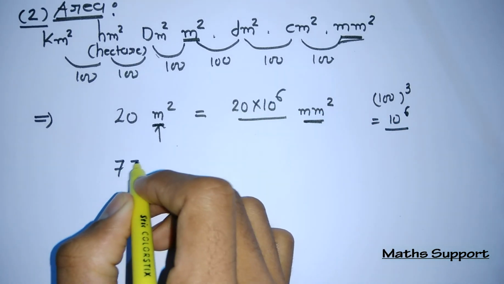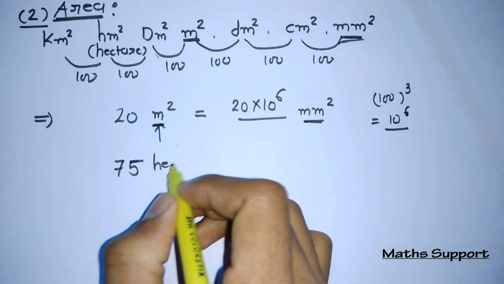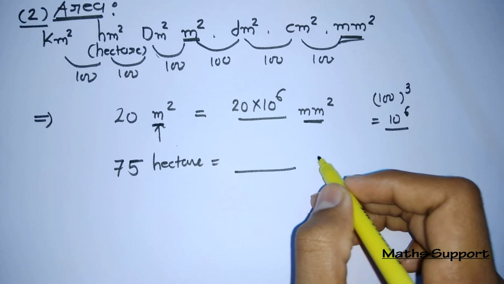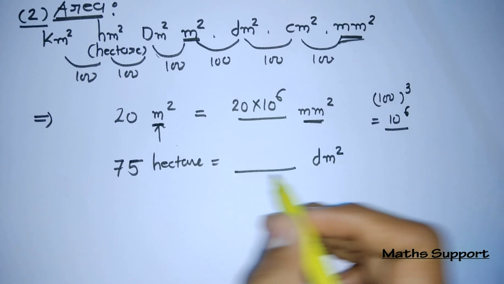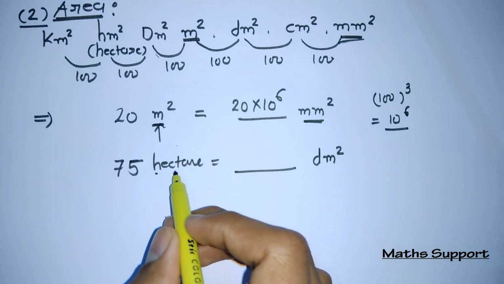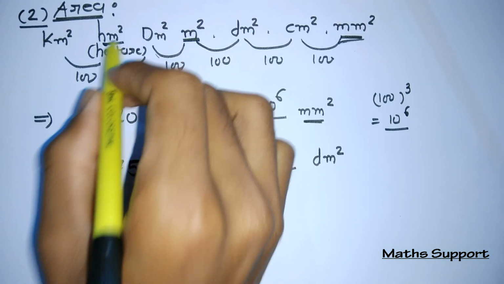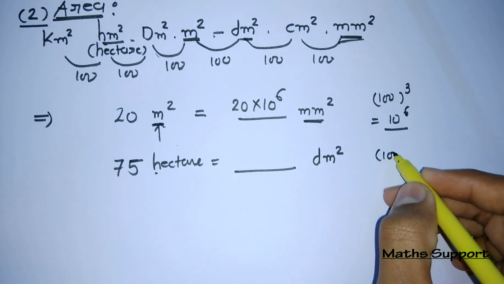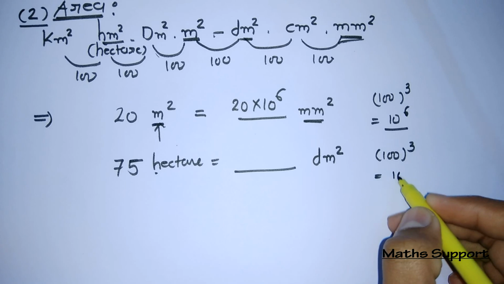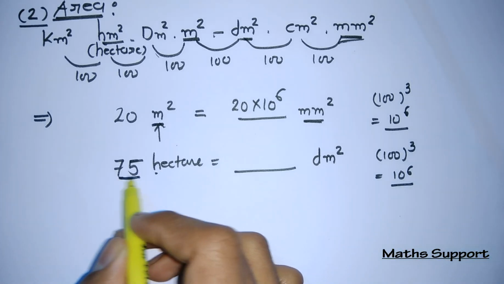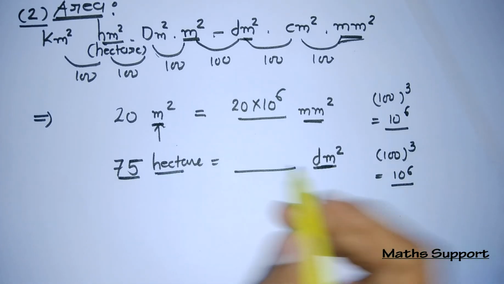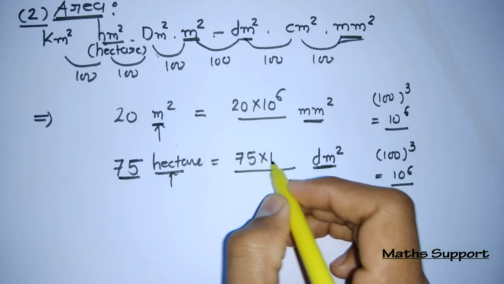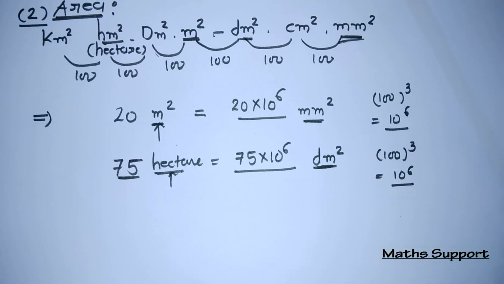Similarly, if you want to convert 75 hectare into square decameter, hectare is here and square decameter is here, so there is a gap of 3. Similarly, one gap is 100 and there are 3 gaps, so it's 10 raised to 6. Between hectare and square decameter, hectare is the larger unit, so we just multiply this number by 10 raised to 6. This is the same procedure.